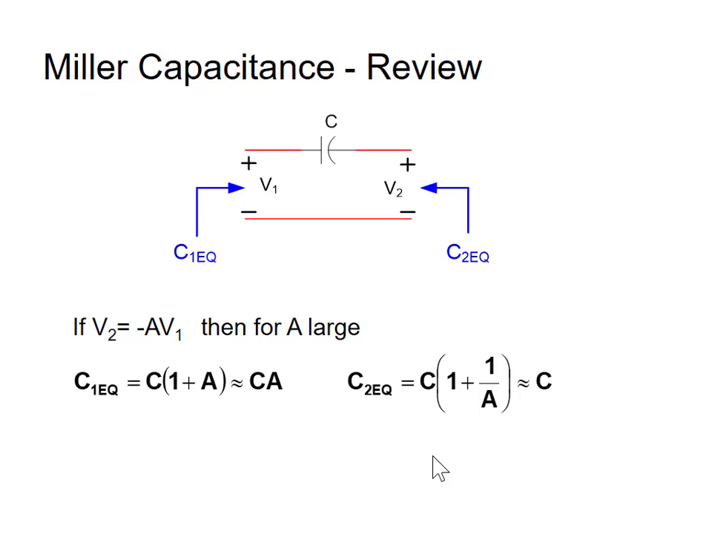Now, I would love to talk to Fullagar or read how he had his insight into it. He didn't do it in one day. But this is such a simple concept. So let's look at it. This is the Miller capacitance concept. If V2 is equal to minus A V1, and A is large, then if you look into the circuit from the right here, C1 equivalent is approximately equal to the bridging capacitor C times A.